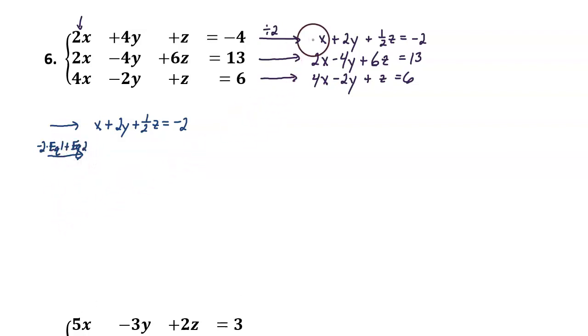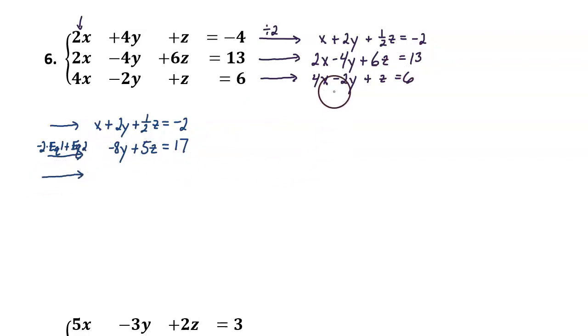Let's talk our way through that. -2 times x is -2x. Add 2x is eliminated. -2 times 2y is -4y. When you add this -4y, that's -8y. -2 times half z is -1z. When you add the 6z, that makes +5z. -2 times -2 is +4. +4 add the 13 is 17.